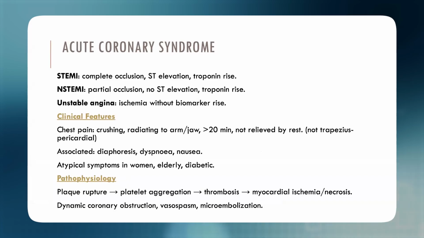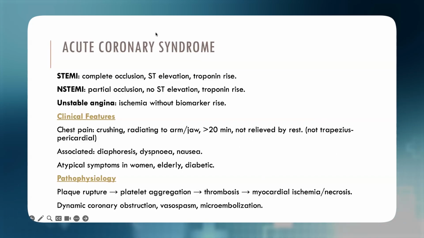Clinical features: typical chest pain lasting more than 20 minutes is an important thing that sometimes comes in the question. Chest pain lasting more than 20 minutes, radiating to the arm and jaw, not relieved by rest, not to the trapezius. This is again one of the MCQs that used to come. Pain referred to the trapezius is usually pericardial. It is associated with diaphoresis, that is sweating, dyspnea, and nausea. Atypical symptoms are seen in women, the elderly, or diabetic patients.